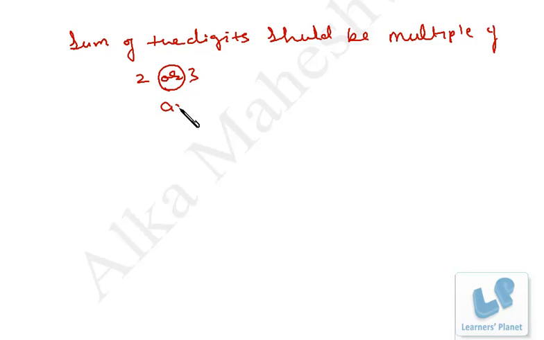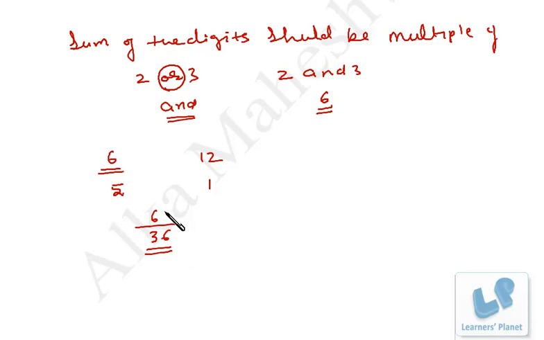Now, or and and, what's the difference, right? If we take and, that means 2 and 3, that means the number should be a multiple of 2 as well as 3, that means the number should be a multiple of 6, right? So how many combinations are there when the number is a multiple of 6? That is 6 and 12. For 6 we have 5 combinations, for 12 we have 1 combination. So in all there are 6 combinations out of 36 when the sum of digits is a multiple of both 2 and 3. That means precisely the sum of digits is a multiple of 6. So that's what and is. In this case we are asked about 2 or 3.